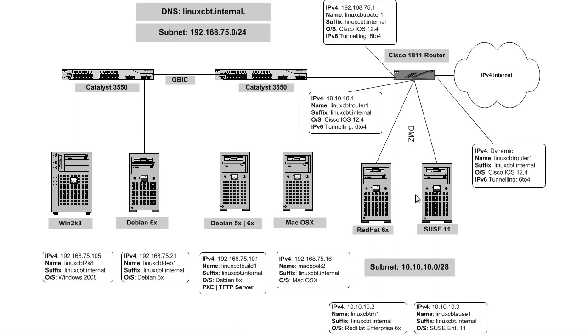These two systems access the remainder of the network as well as the internet through the common router, the Cisco 1811 router, which functions as a router between the internal network, the DMZ, and the internet. It's running 12.4 iOS code, not Apple iOS, but Cisco iOS. It supports IPv6 tunneling, 6-to-4 tunneling.